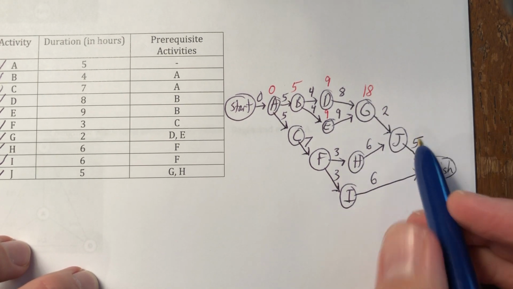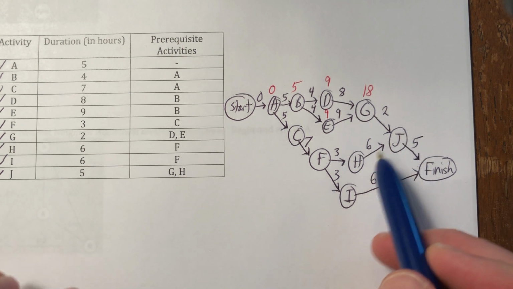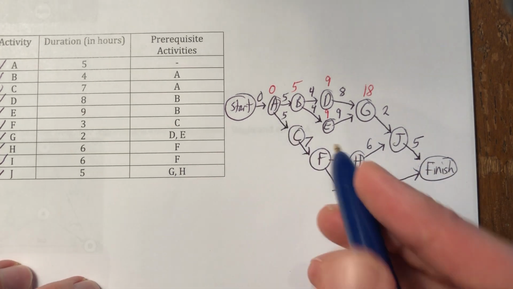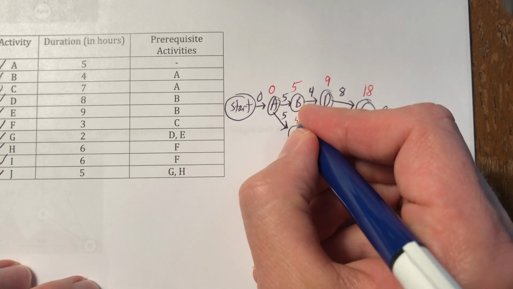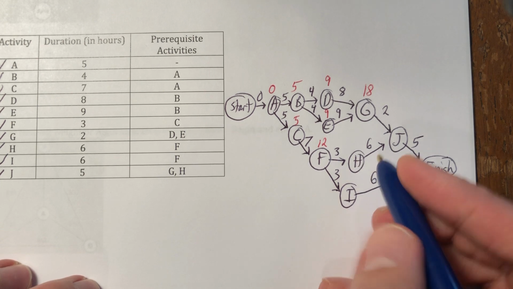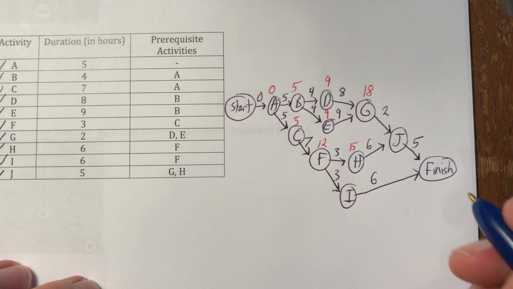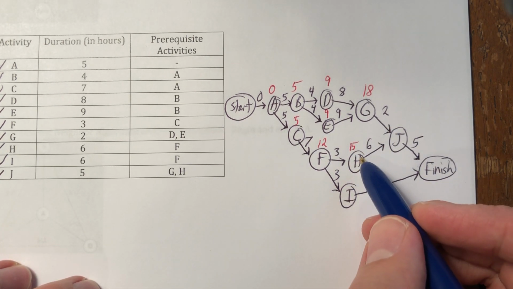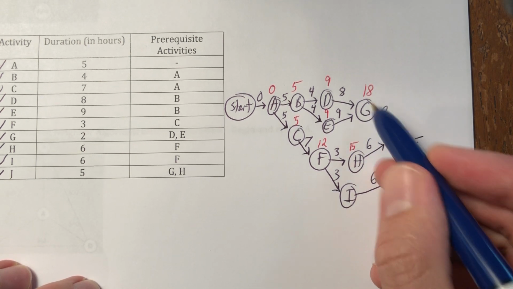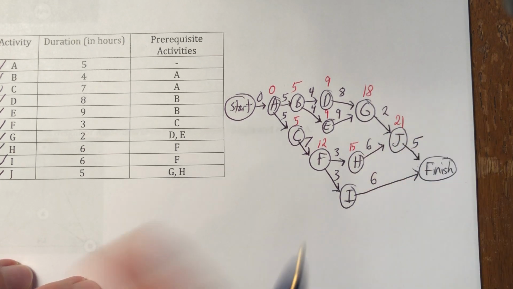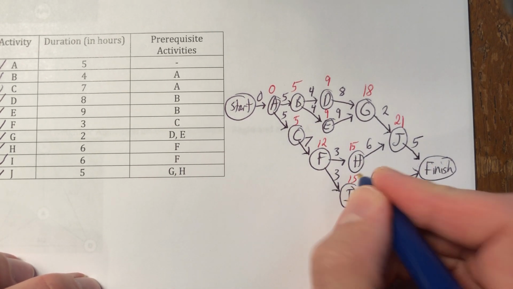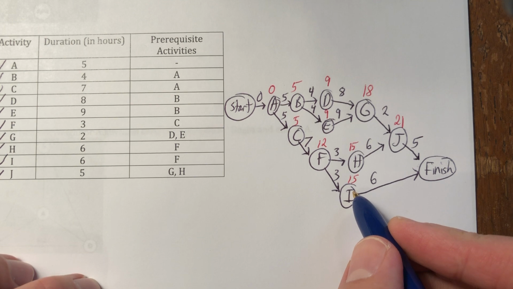18 plus 2 is going to give me 20. Or I consider this, which I haven't done yet. So I'm going to have to back up. We have a little bit of work to do. 0 plus 5 is 5. 5 plus 7 is 12. 12 plus 3 is 15. 15 plus 6 is 21. Or 20. Pick the high one. 12 plus 3, 15. 15 plus 6 is 21.